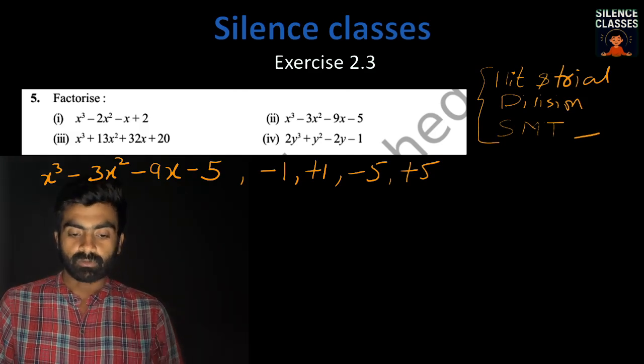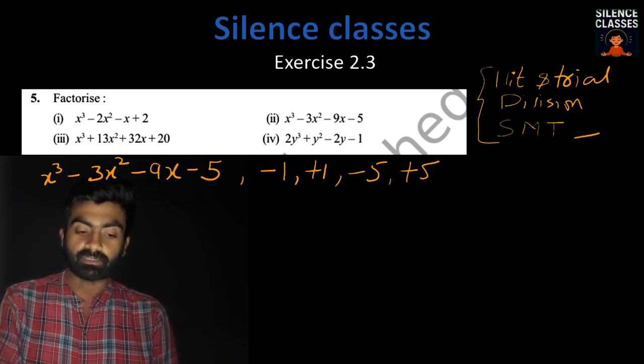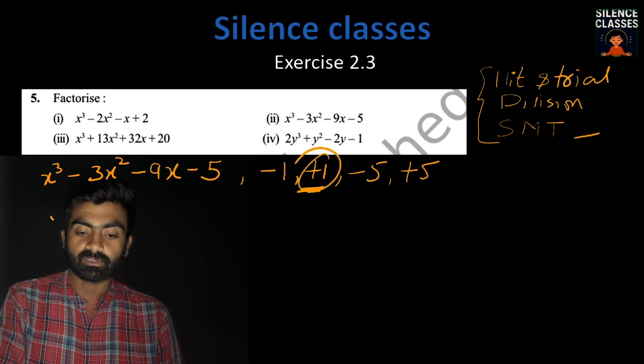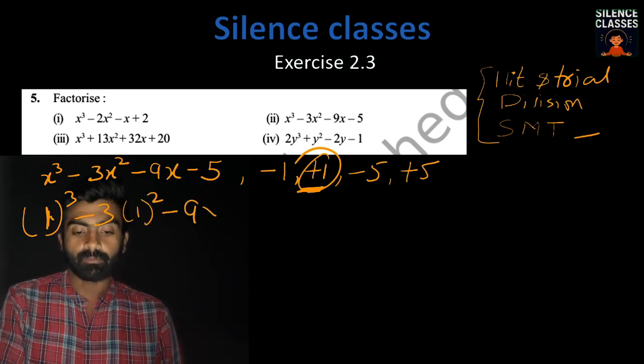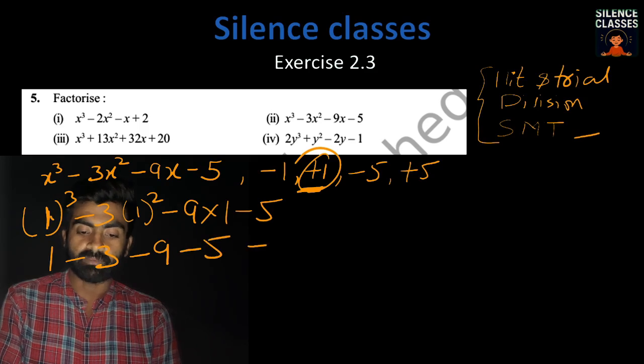First of all, let's put the positive number, that is 1. So let's check it out. X square means in the place of x, we have to put 1. So we will put 1 cube minus 3 multiplied by 1 square, minus 9 multiplied by 1, minus 5. So we will get 1 minus 3 minus 9 minus 5 is equal to 0.